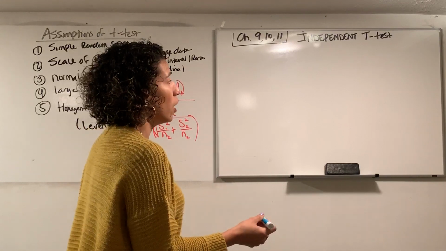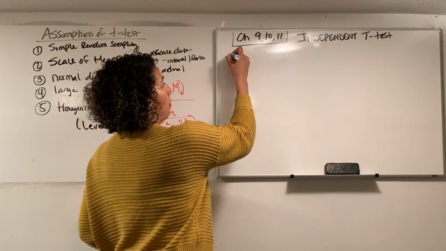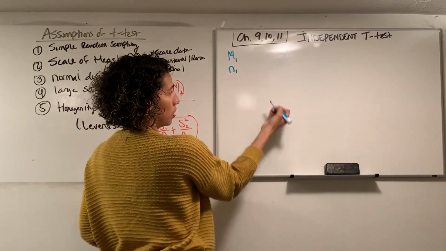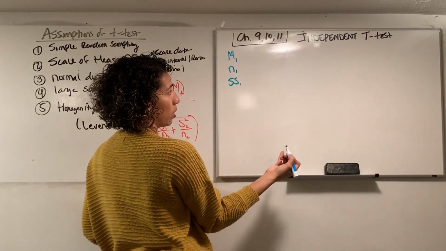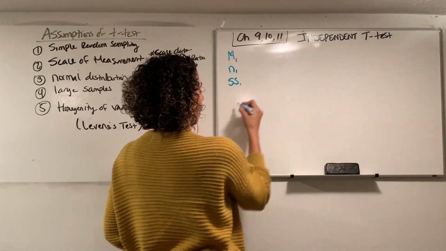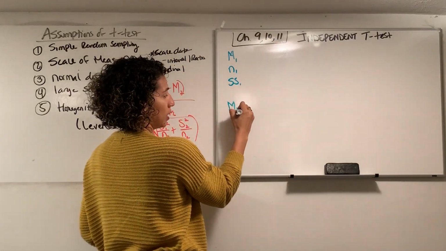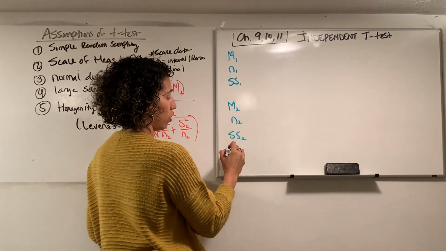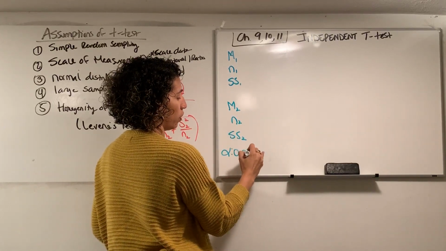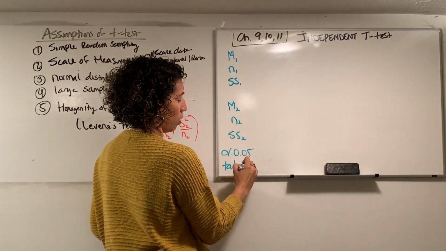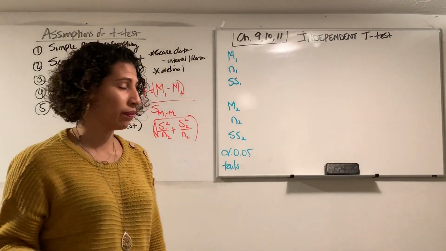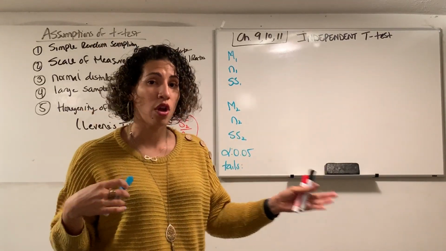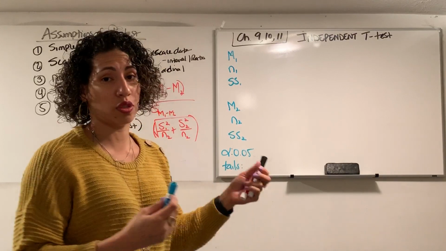So if we pull the information for the first sample, we're gonna have the first sample's mean, the first sample's size, the first sample's sum of squares. Then we're gonna have the second sample, the second sample's mean, the second sample's size, and the second sample's sum of squares. We know the alpha level is 0.05, and once we read it, we'll decide how many tails we have, right? 2 tails or 1. Are we looking at a significant difference saying one is better than the other, or are we just simply looking for a difference amongst the two groups?